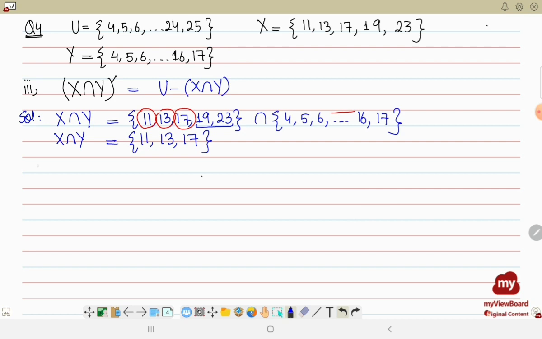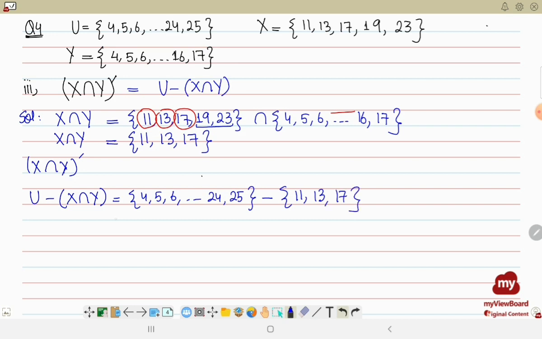We are going to take the complement of this, that is, we are going to subtract, or you can say we are going to take the difference of this. Let's say if I write it over here, U minus X intersection Y, right? So U is 4, 5, 6, ... 24, 25 minus 11, 13 and 17. Difference means you are going to subtract, you are going to remove these elements from the universal set. So only these three will be removed, remaining will be written as it is.